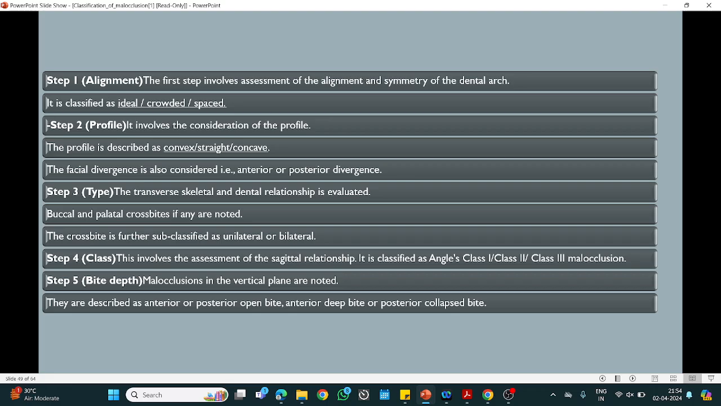In step 4, it involves assessment of the sagittal relationship in Angle's class 1, class 2, or class 3 malocclusion. And fifth, bite depth in the vertical plane is noted.